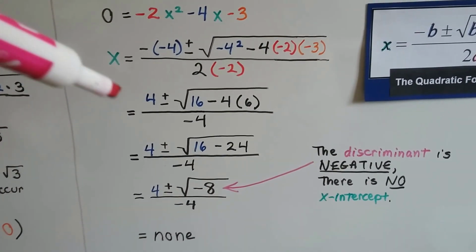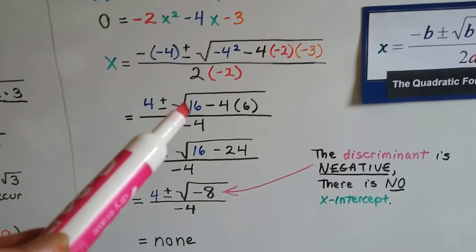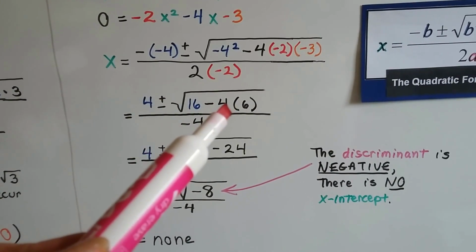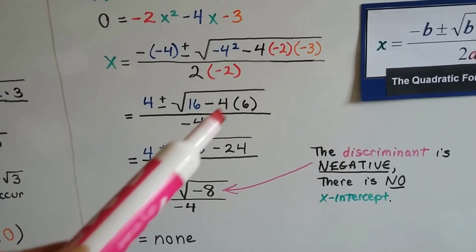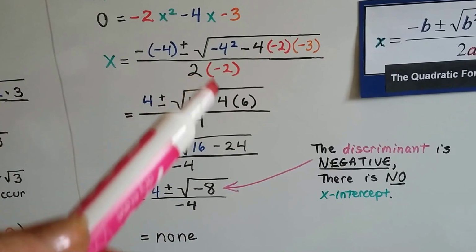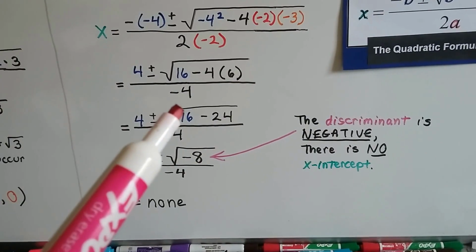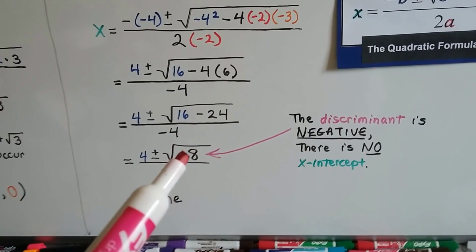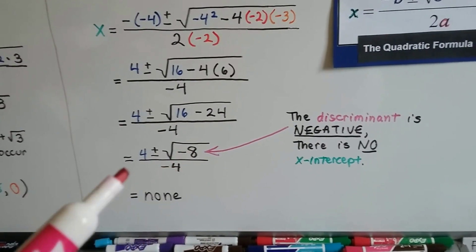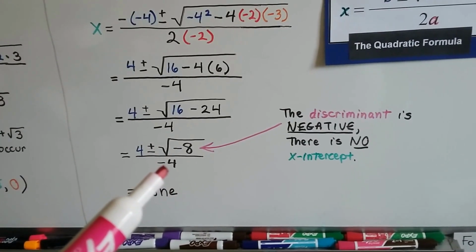And that's going to give us a positive 4 plus or minus the square root of 16 minus 4 times 6. Well, that's 24. So we have 16 minus 24. This is going to be a negative 4 for our denominator. Now, 16 minus 24 is a negative 8. So we've got 4 plus or minus the square root of negative 8 divided by negative 4.